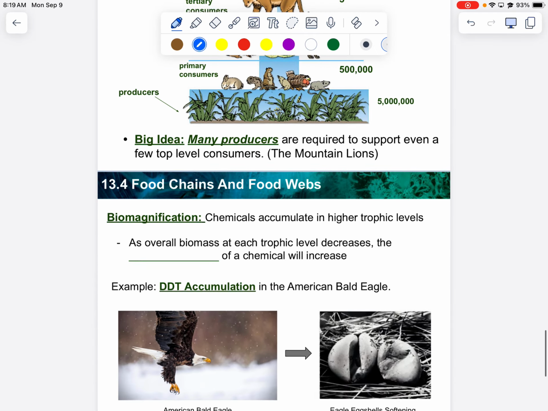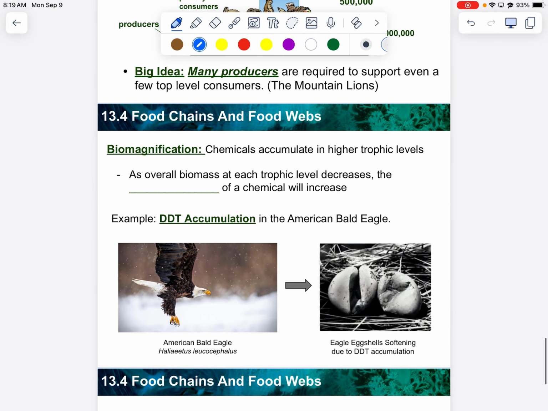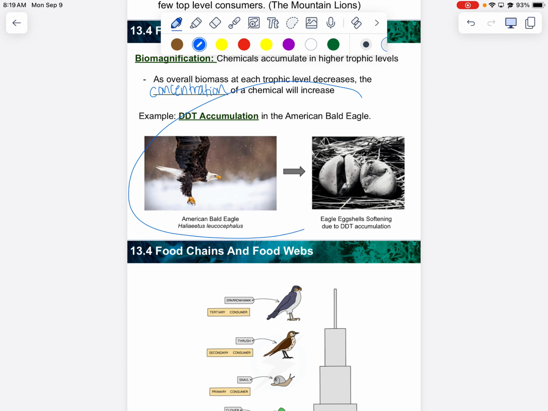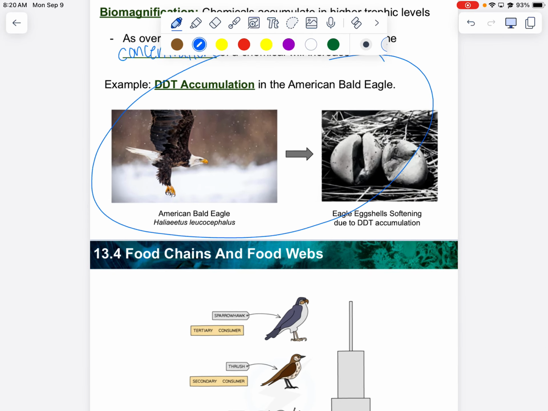And then lastly, we have biomagnification you guys read about. That is the one where we talk about chemicals accumulating at higher trophic levels. So as the biomass decreases as you go up each trophic level, the concentration of the chemical will increase. And you learned about this DDT accumulation in your reading for the weekend.